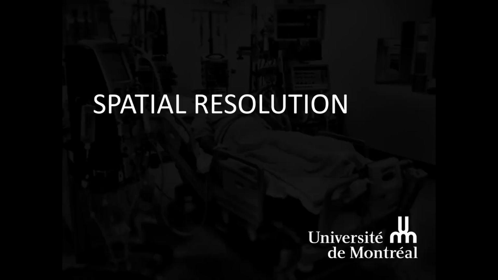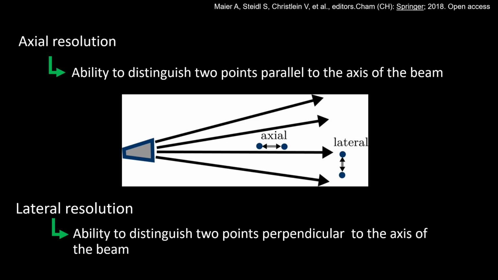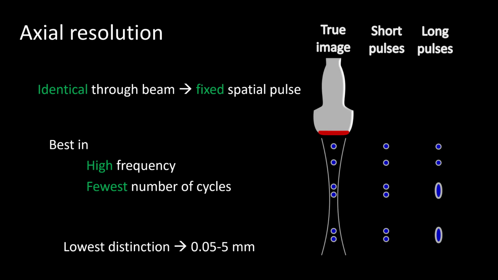Spatial resolution is the next step and relates to the accuracy of distinguishing elements within a tissue. There are two components, axial and lateral resolution. Axial resolution is the ability to distinguish 2 points parallel to the axis of the ultrasound beam. Lateral resolution is the ability to distinguish 2 points perpendicular to the axis of the beam. Axial resolution is the simplest of the two. Essentially, it is identical throughout your beam, and actually throughout your whole image.